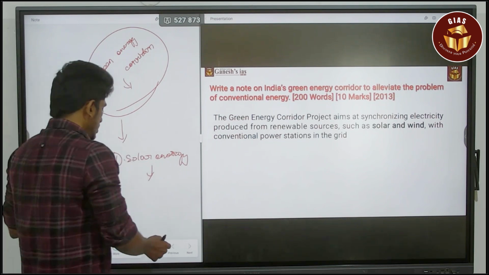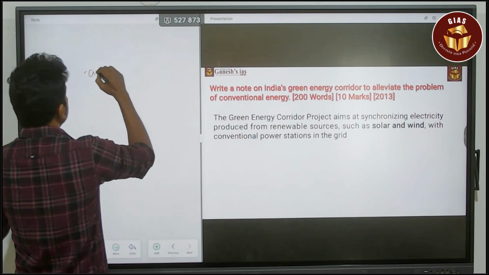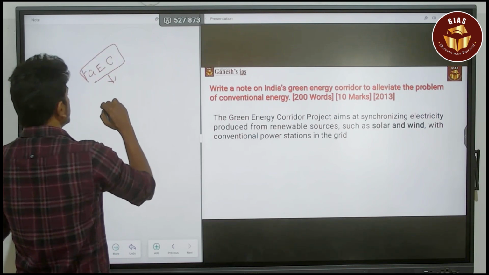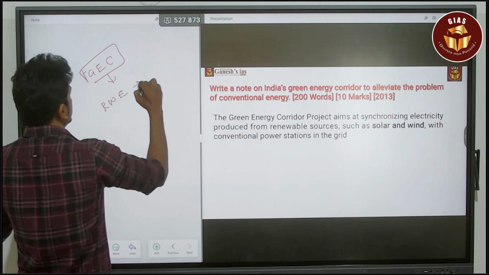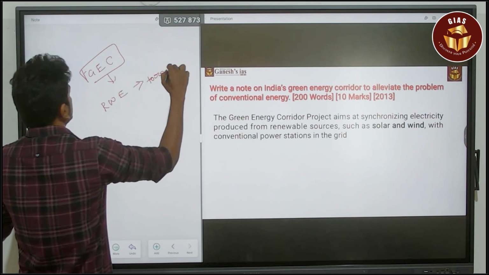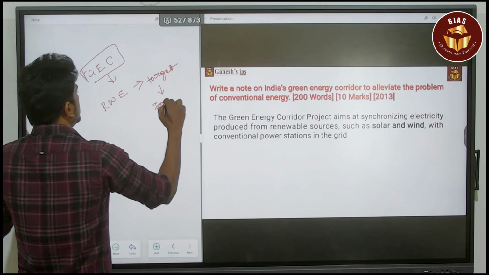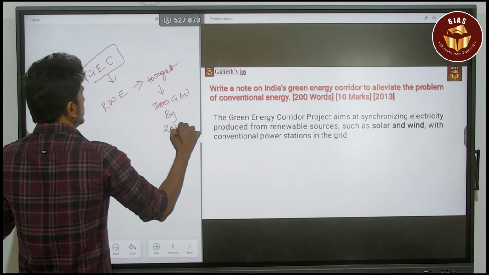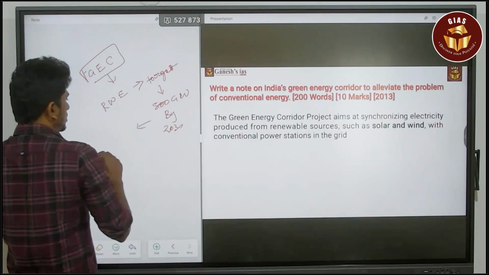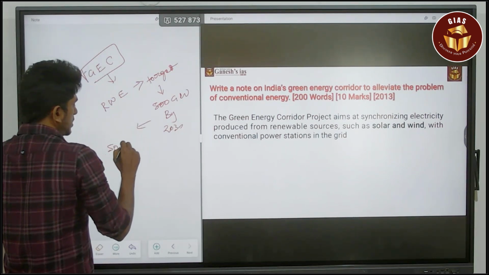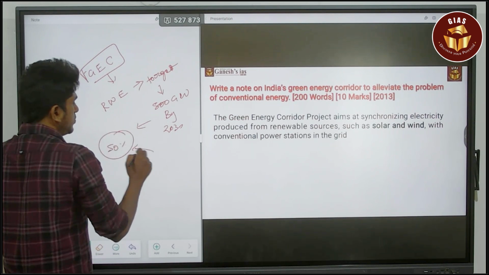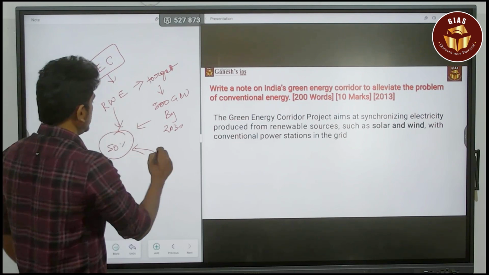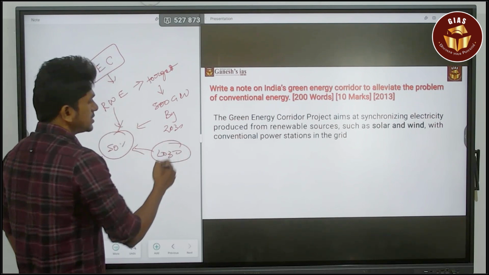So first of all, the intro can be like, you can generally say about what is green energy corridor. That is also you can say, or else renewable energy target 500 gigawatts by 2030. That is also you can say, or else you can say about 50% of India's energy source need to be filled with this renewable energy source. That is also you can say by 2030. So these are certain targets you can say.